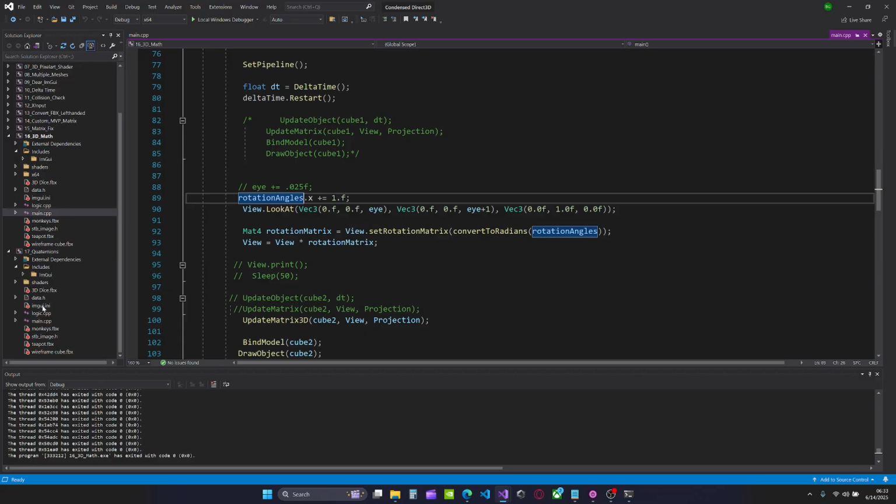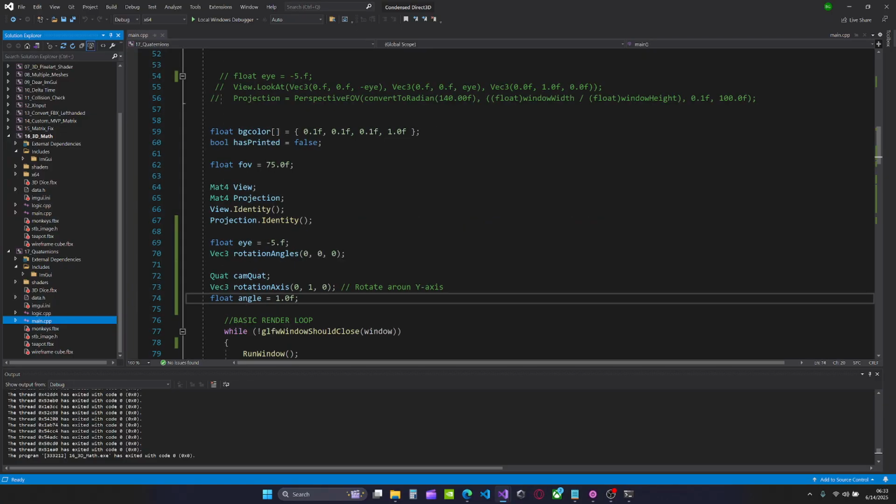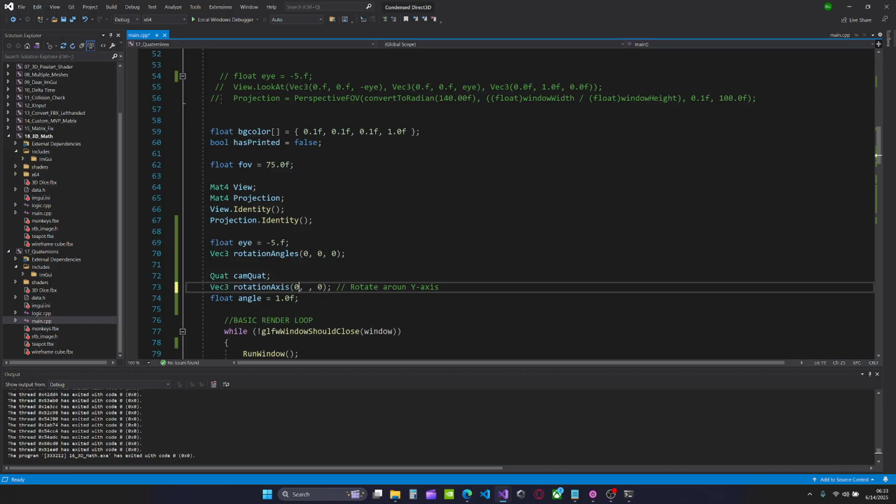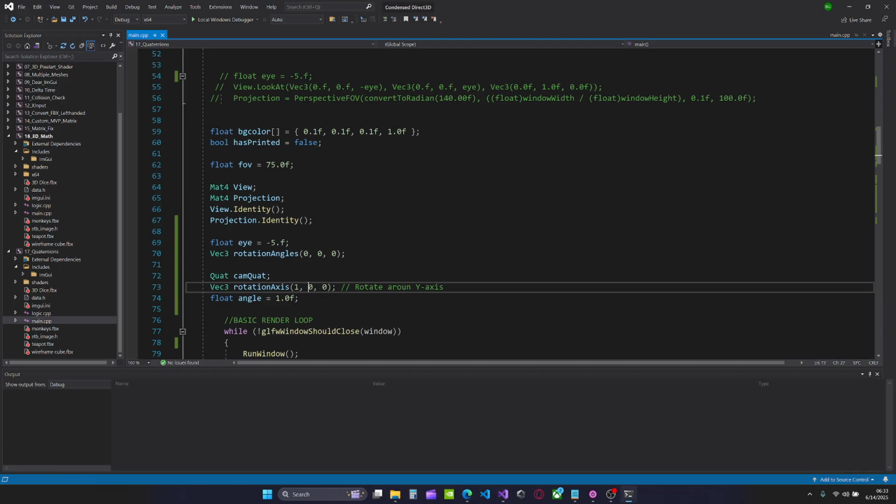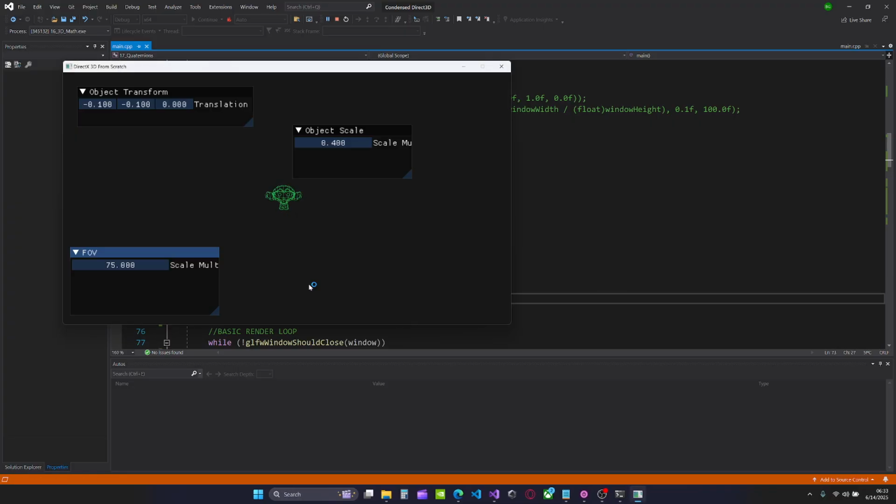Now, going back to the other project, that same sort of behavior can be mimicked by changing it from rotation along the Y-axis to rotation across the X-axis, so that should cause it to appear to be the same. So it should go forward, and it does appear to go forward.